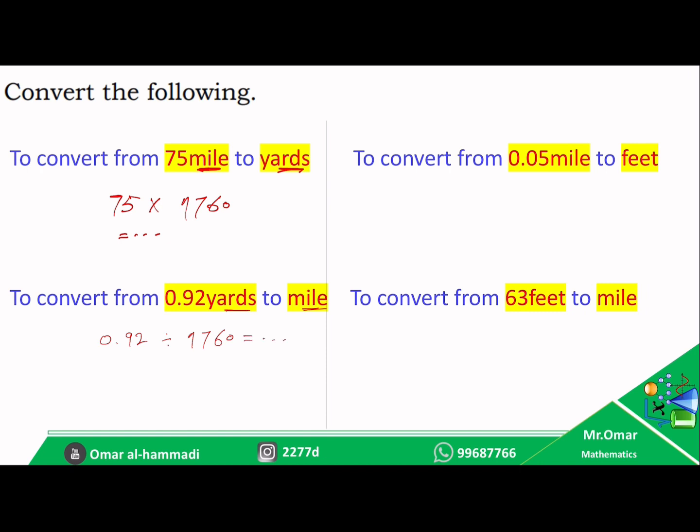To convert from 0.05 mile to feet, here we have to multiply 0.05 by 5280, and we find the result. But the other way round, from feet to mile, we have to divide, for example 63 divided by what? By 5280. Here we go.